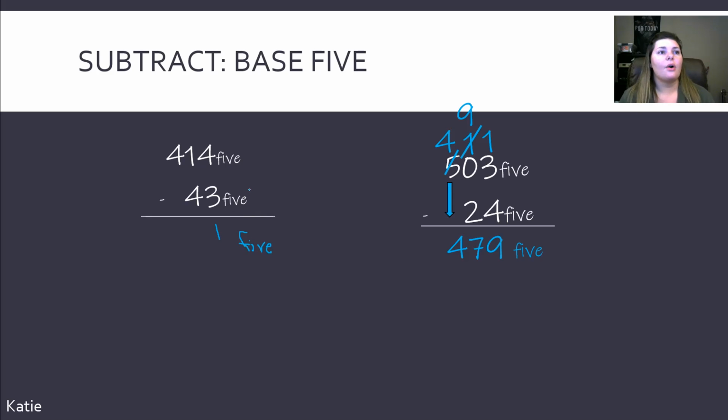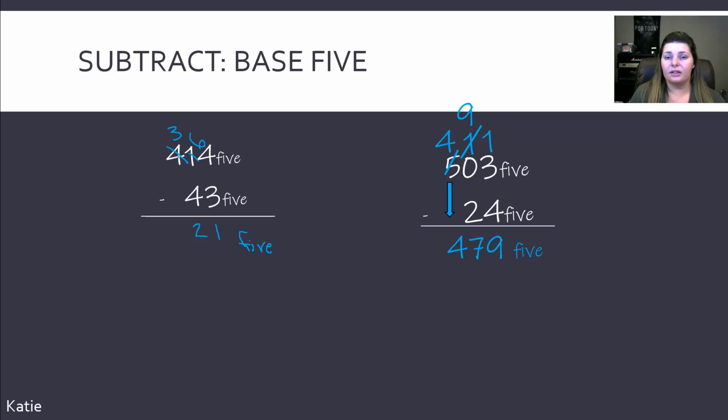Okay, so 4 minus 3 is 1. 1 is not higher than 5 or at 5, so we're good with that number. 1 minus 4, we can't say 1 minus 4 because that would give us a negative number, but we can walk to our neighbor next door and we can borrow. Now, we're not borrowing 10, we're borrowing 5. So what is 5 plus 1? 6.